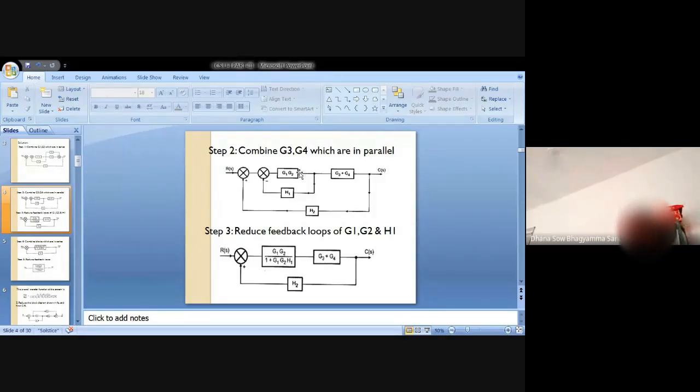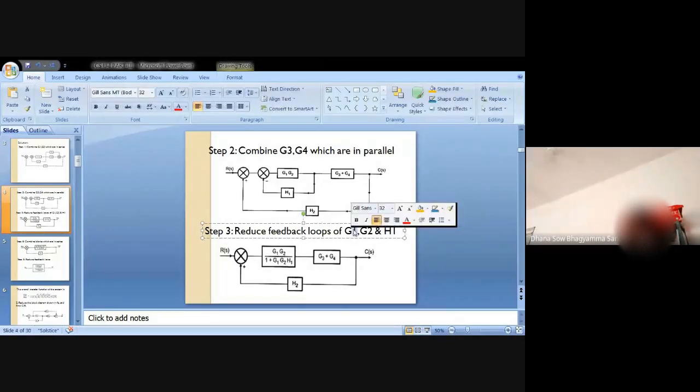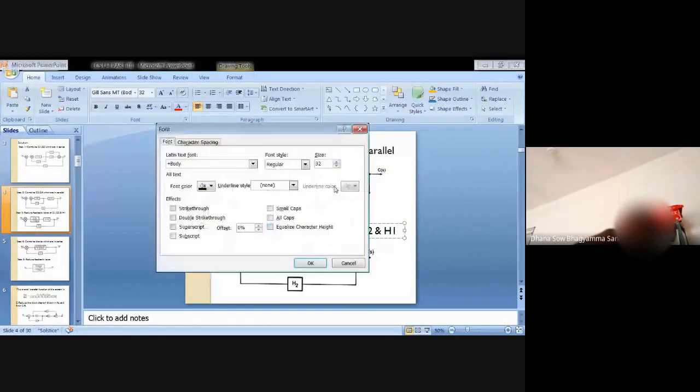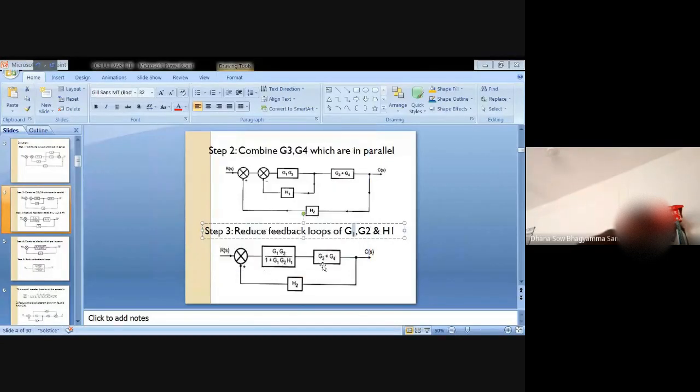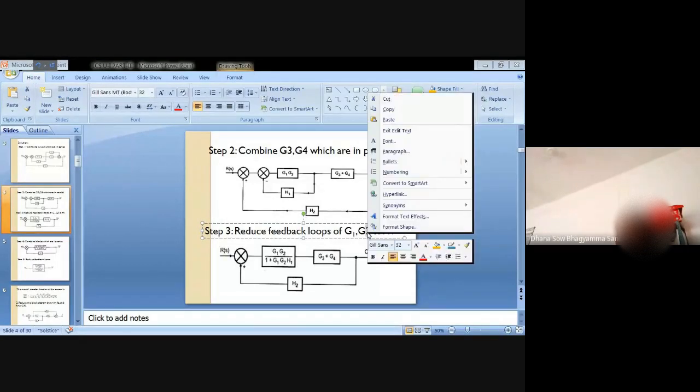So what is the transfer function? G1 into G2 by 1 plus G1, G2 into H1. So the next step is reducing the feedback loop of G1, G2 and H1. I think I can be more specific here by introducing a subscript. It will be clearer, isn't it?